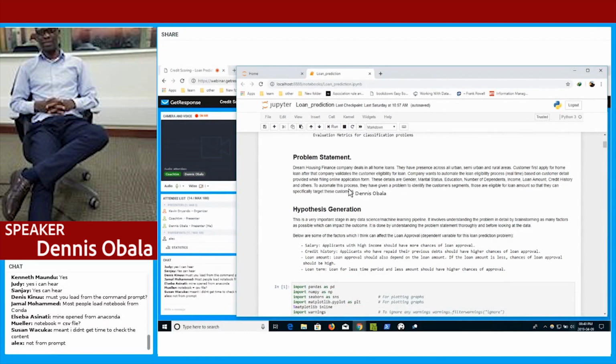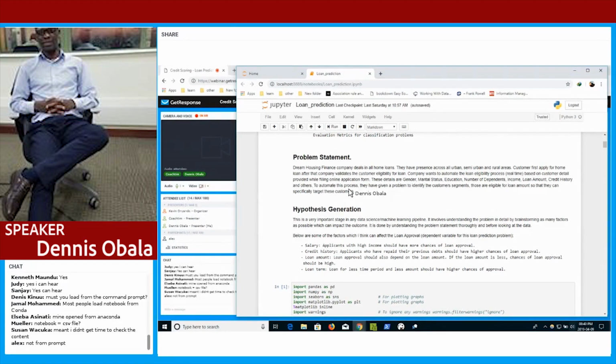So let's go to the problem statement. Let's say we have a fictitious company that offers loans to people. They have presence in urban, semi-urban, and rural areas. Customers first apply for a home loan, after which the company validates the customer's eligibility for the loan. When you are applying for a loan, you have a certain eligibility, for example, you have to be 18 years.